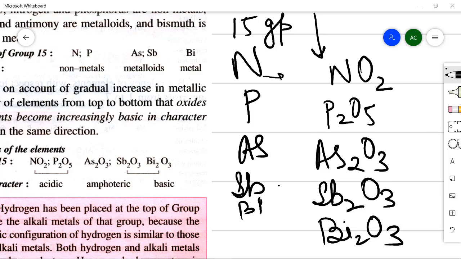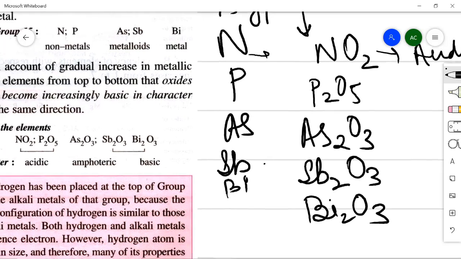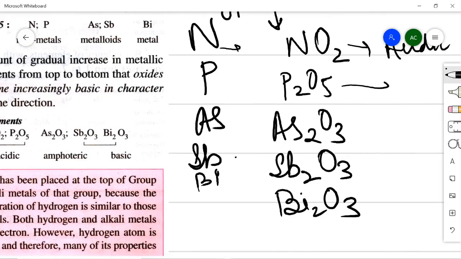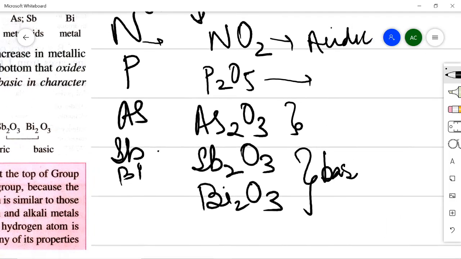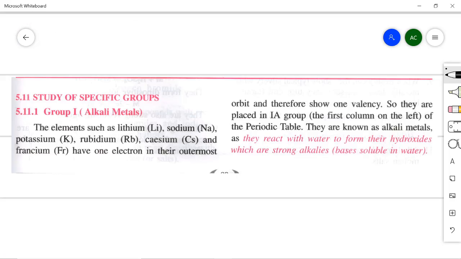Now we will see the character. The first is acidic in nature, this is also acidic, then we have amphoteric, and then basic. So this means that when we move down a group from top to bottom, the nature of the oxides changes from acidic to basic. These specific group metals you have to learn.